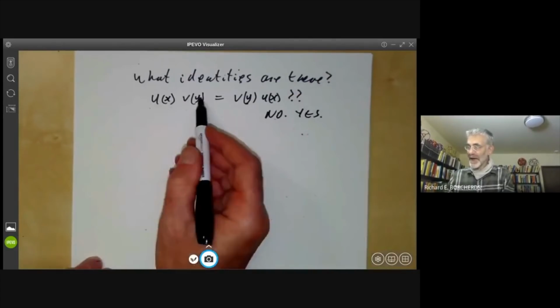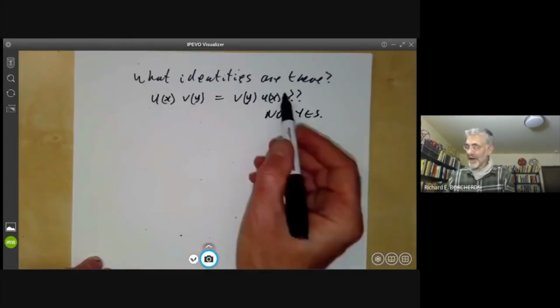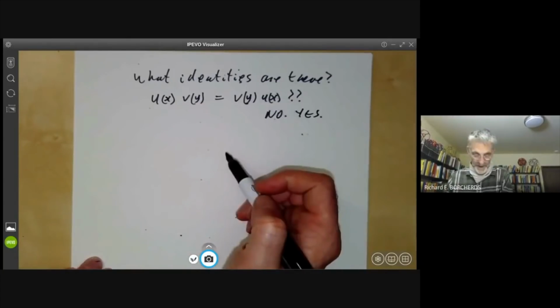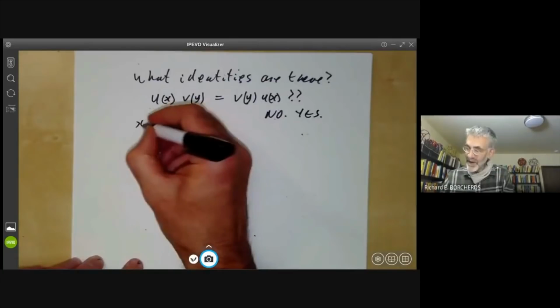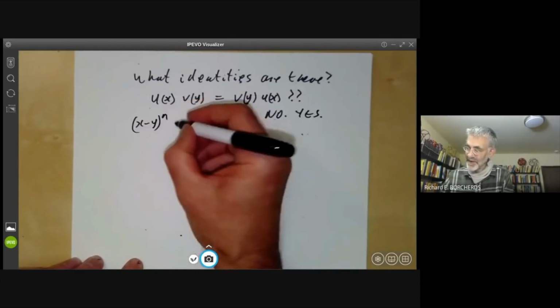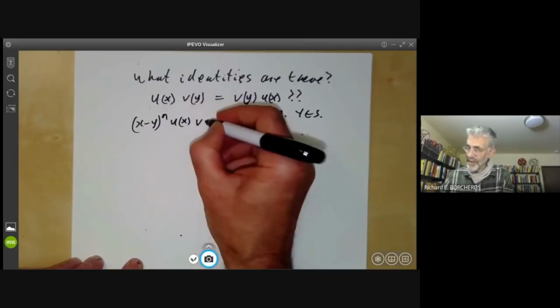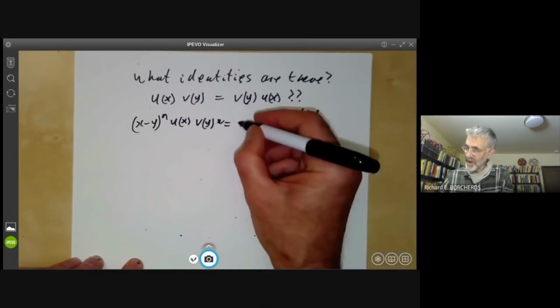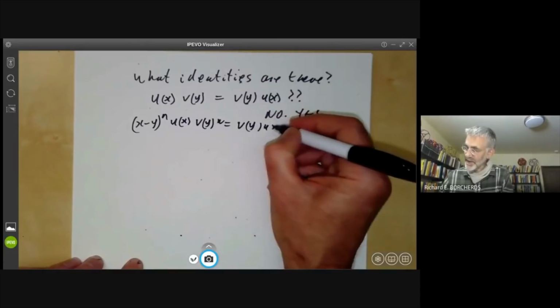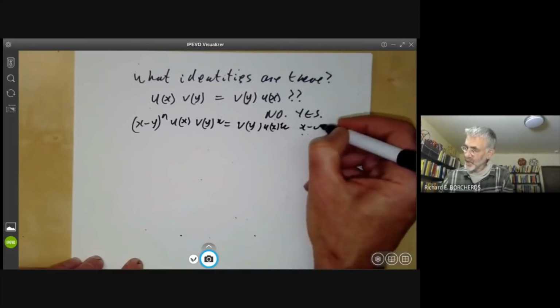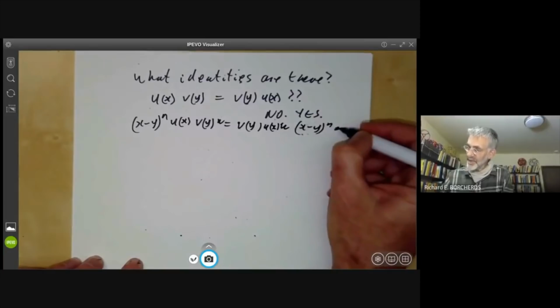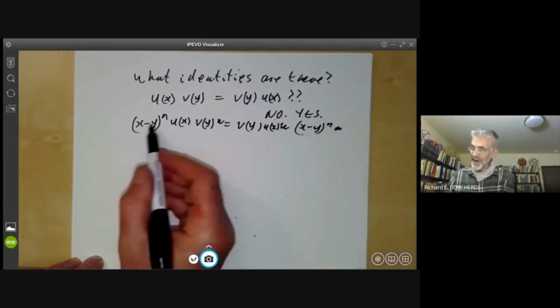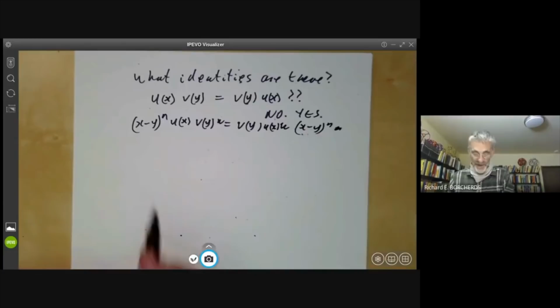If you just expand these as formal power series in x and y, then the coefficients aren't the same. However, if you multiply both sides by a power of x minus y, then, at least if you apply them to w, then v_y u_x w times (x minus y) to the n, if you multiply these both by the same power of x minus y, they become equal. So what on earth is going on here?